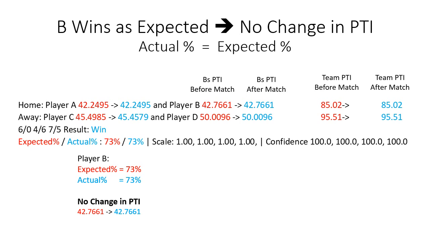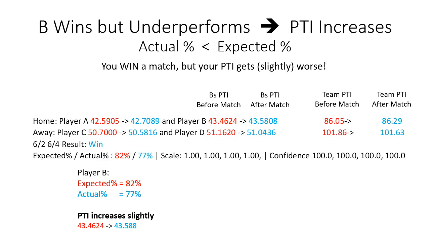Now, let's look at an example where a team wins but underperforms their expectations. Okay, so let's look at an example where the team wins, but it underperforms its expectations. In this case, the PTI will actually get slightly worse because the actual percent is less than the expected percent. Again, this data is for player B's perspective.